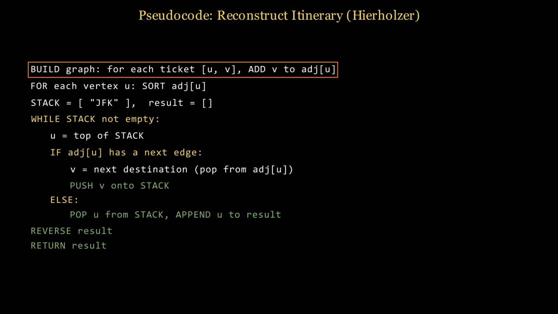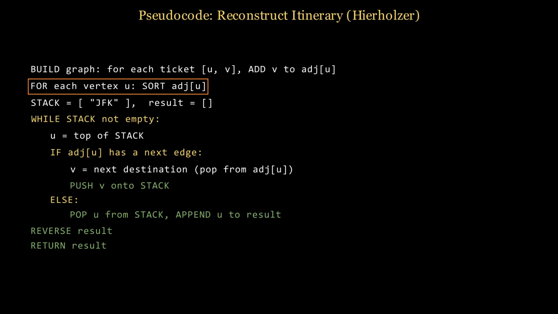Pseudocode for Reconstruct Itinerary. We build the graph and sort each adjacency list, then run Hierholzer. Stack starts with JFK, and we either push the next destination or pop and append to result. Finally we reverse the result and return it.